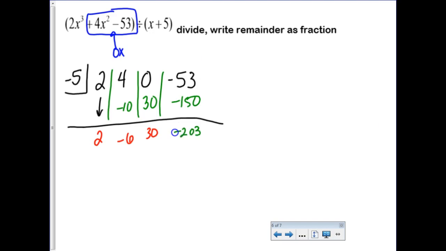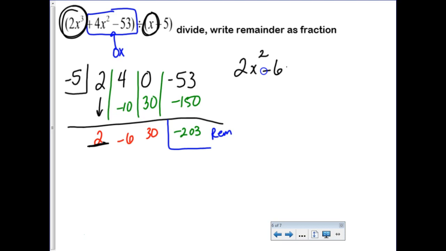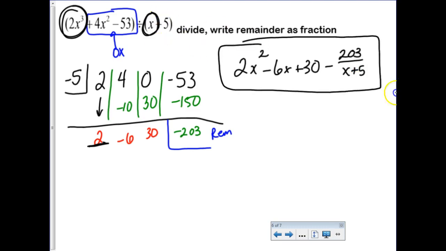So this last number that you get is your remainder. And when I ask for the quotient through long division or synthetic division, I expect the entire quotient with the remainder part as well. So this is the lead term for your quotient. So 2x to the third divided by x would be 2x squared minus 6x plus 30. And then instead of saying plus negative, I'll just say subtract 203, which is still being divided by x plus 5. Kind of crossed off half the divisor, but yeah, it's x plus 5.